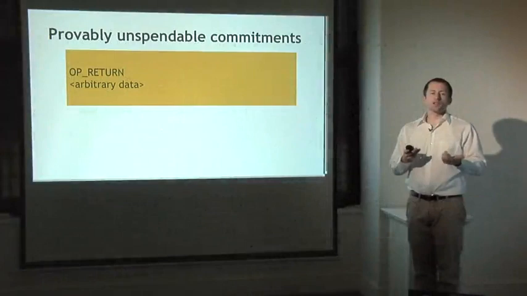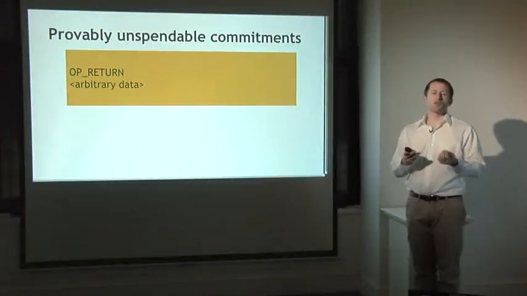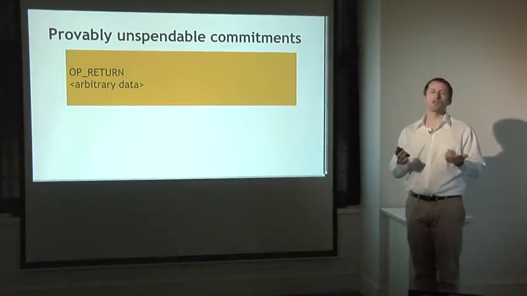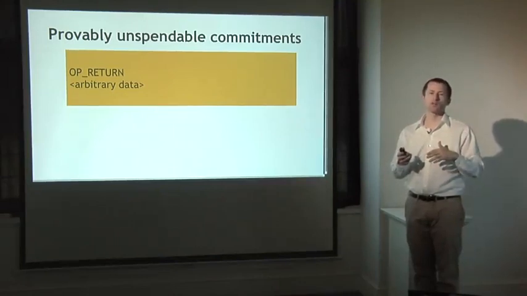So the preferred way to do this now is with a provably unspendable output. And you include your data in the provably unspendable script that you're trying to commit to. And we talked about this earlier when we were talking about scripts, when we were talking about proof of burn, where you have this script with the OP_RETURN, which can never be satisfied, and then you can push some arbitrary data. So the same way that you could use this to do proof of burn, you can use this to commit to some data.